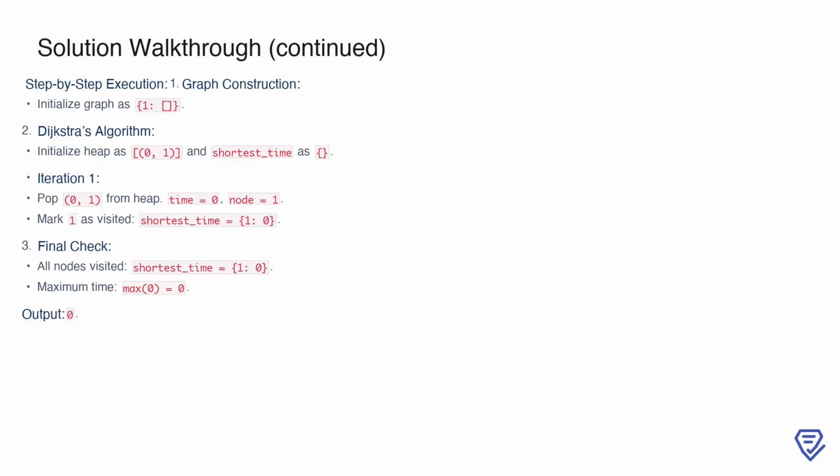With no other nodes to process, we check whether all nodes have been visited. Since there is only one node, it is considered visited. The maximum travel time is max(0) equals 0, as the starting node has no delay. Thus, the output for this example is 0.